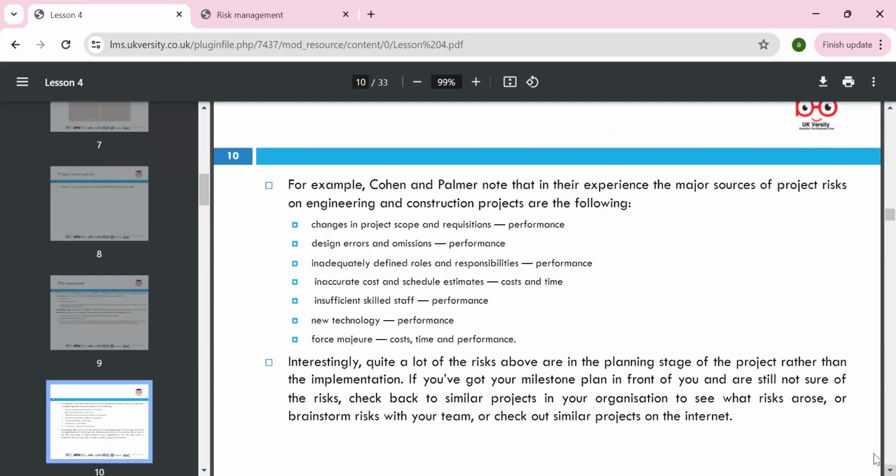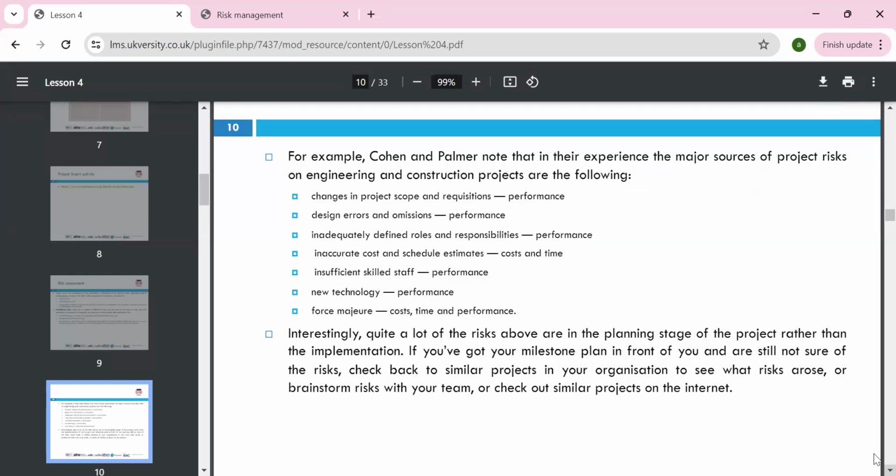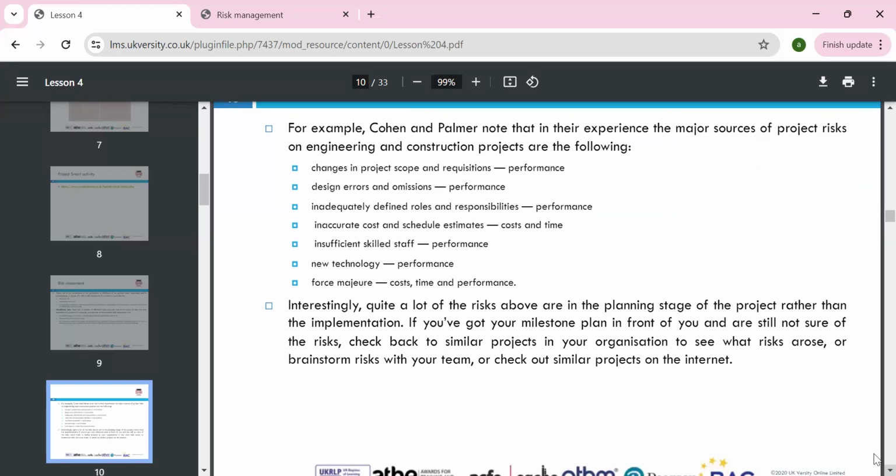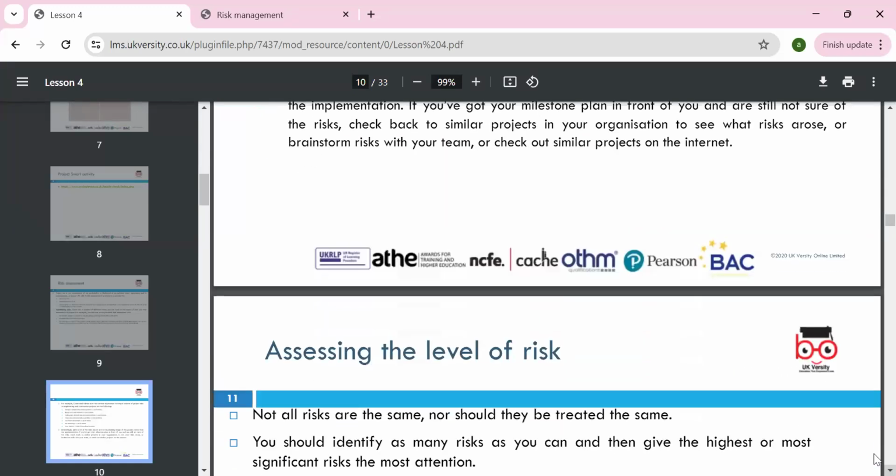Okay, for example, we can look at the major project risks experienced in engineering or construction: change in the project scope and requirements, design errors and omissions, and inadequately defined roles and responsibilities, which also create conflict. New technologies affect cost, time, and performance. Interestingly, quite a lot of the risk arises above the planning stage. So the planning stage is quite crucial. You spend the time, you plan where you are and where you want to go. You have all the data, information, and knowledge, and then you proceed on the basis of this.